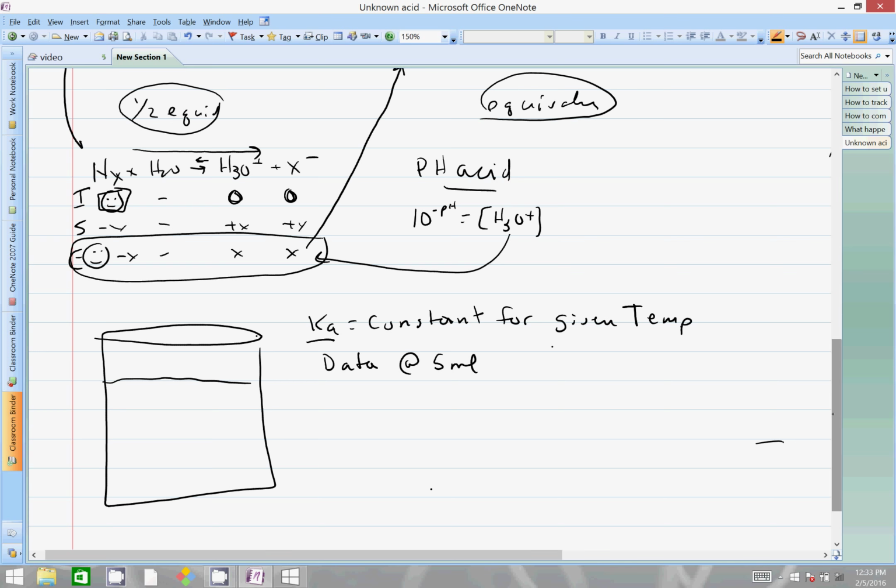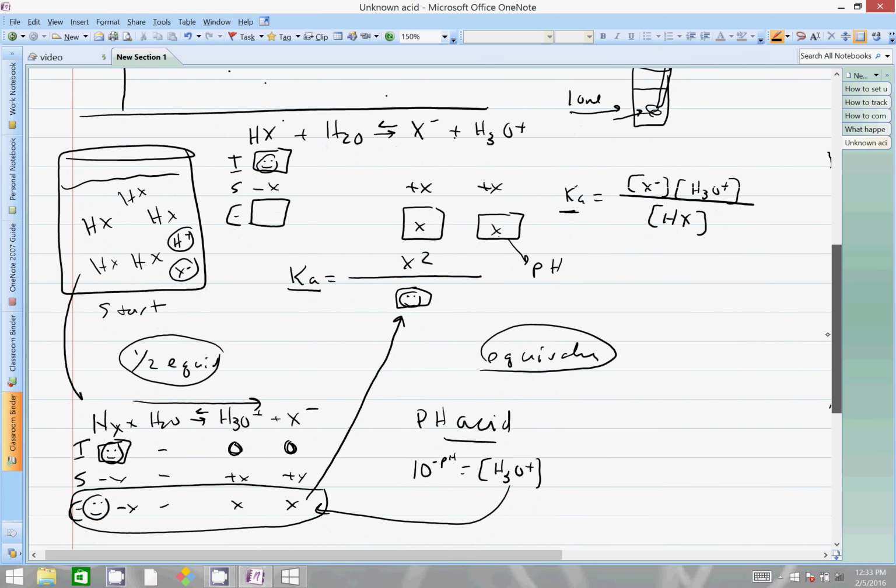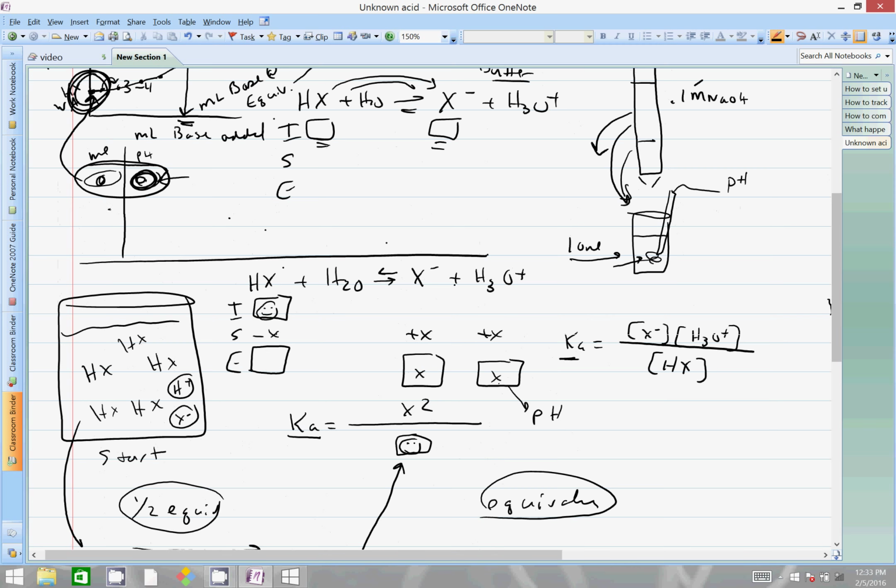Okay, so again, HX plus H2O yields X negative plus H3O plus. Initial, stoichiometric ratio, end. Now it gets more difficult in the middle, but it is still the same. What I would do is go to my data, whatever happened to be at 5 milliliters. What is my correlating pH?